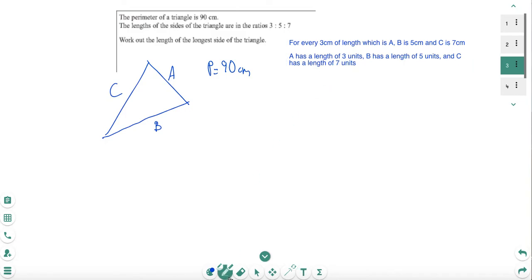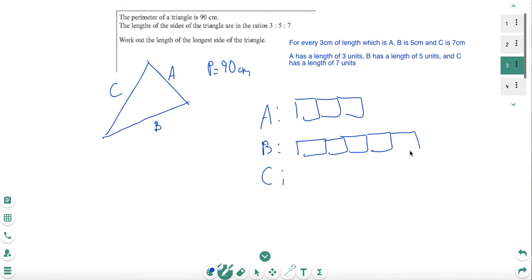All right, so let's do our ratios now. We're going to draw a diagram. We have A, B, C. Those are 3 sides. A will have 3 units. B will have 5 units. C will be 7 units.